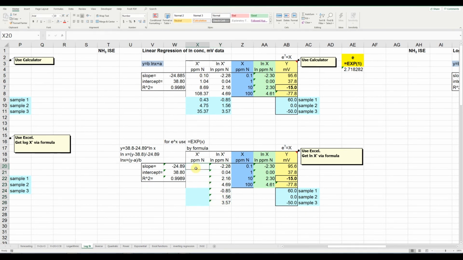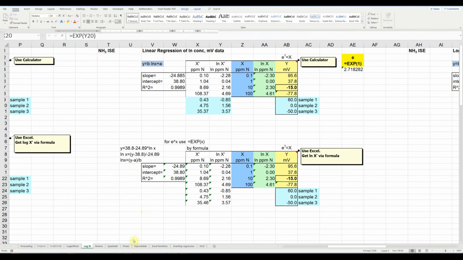And what about the x values? We need the anti-ln. How do we do that in Excel? We use equals EXP. It gives the e to the power of whatever we enter. We want the power or the exponent to be the ln of x prime, and enter. And these should be the same as we got up here. All right, so I think we've exhausted the possibilities using linear regression.